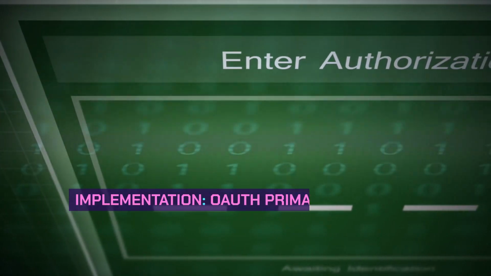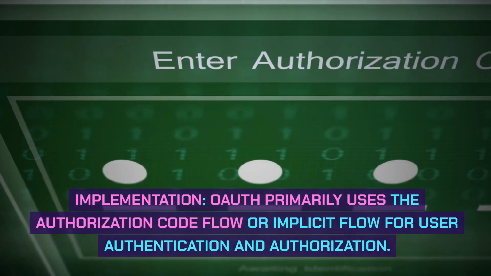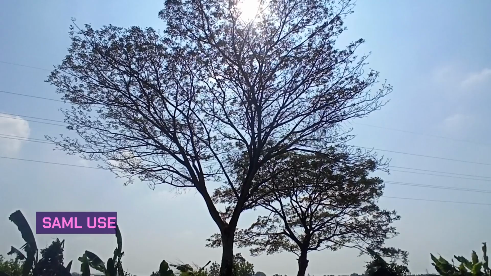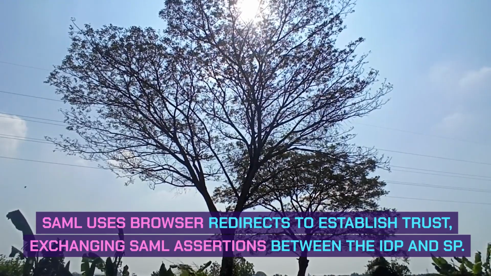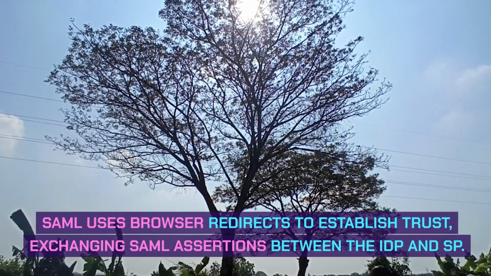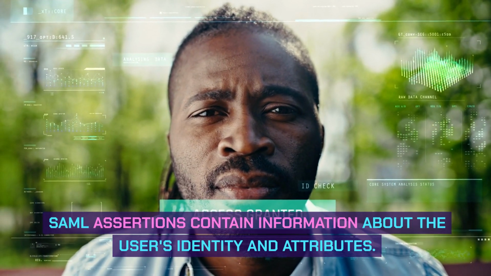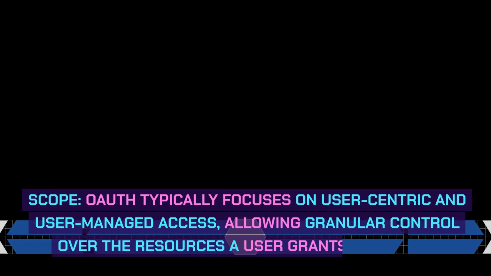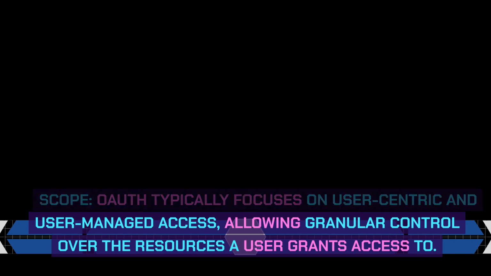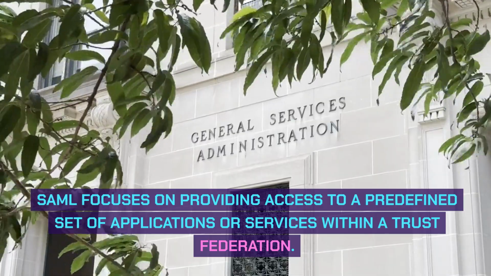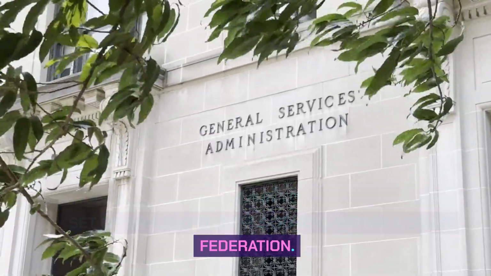4. Implementation. OAuth primarily uses the authorization code flow or implicit flow for user authentication and authorization. SAML uses browser redirects to establish trust, exchanging SAML assertions between the IDP and SP. SAML assertions contain information about the user's identity and attributes. 5. Scope. OAuth typically focuses on user-centric and user-managed access, allowing granular control over the resources a user grants access to. SAML focuses on providing access to a predefined set of applications or services within a trust federation.